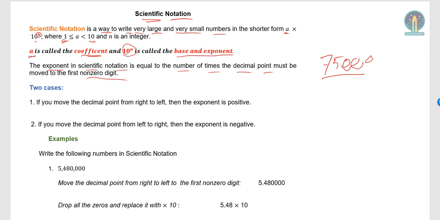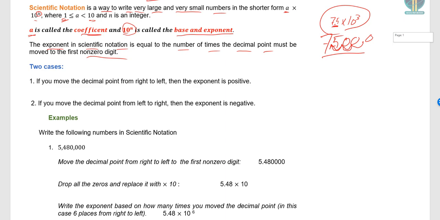1, 2, 3. Because again, you couldn't have 75. You have to have 7.5 because it needs to be between 1 and 10. The a value has to be between 1 and 10. So 7.5 times 10 to the how many times you've moved the decimal point, which in this case is 1, 2, 3. So 10 to the third. So 7,500 could be written as 7.5 times 10 to the third. This was a very quick example, and we'll go through more examples very soon.